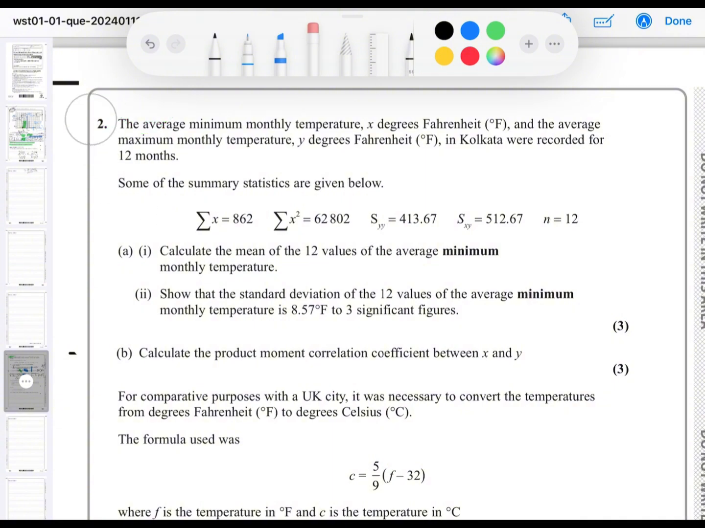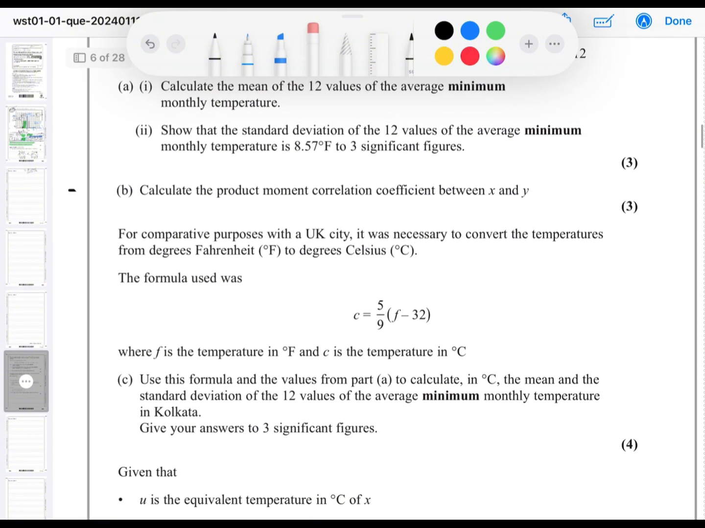If you know the formulas, this question will be a piece of cake for you. Now moving towards the next one: for comparative purposes with the UK city, it was necessary to convert the temperature from degree Fahrenheit to degree Celsius. The formula used was this. Where F is the temperature in Fahrenheit and C is the temperature in degree centigrade, use this formula and the values from part A to calculate in degree centigrade the mean and the standard deviation.